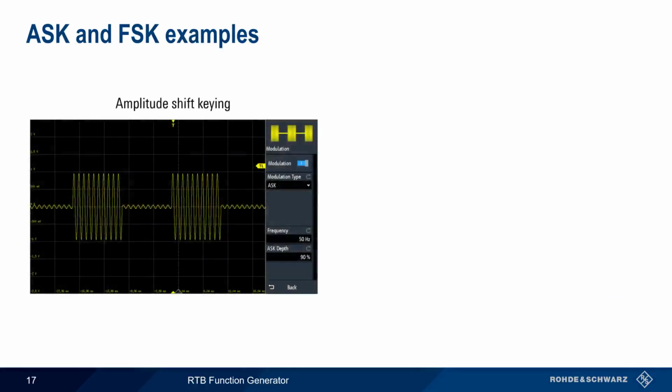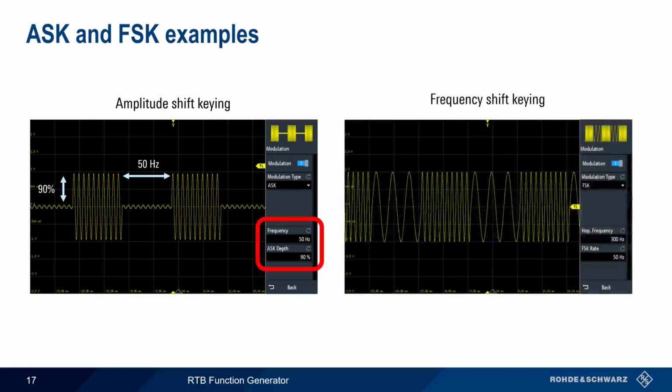In amplitude shift keying, both the frequency and the ASK depth need to be configured. Frequency controls how far apart the high and low states are, and depth controls the difference in amplitude between the high and low states. In frequency shift keying, the hop frequency is the amount of frequency shift between the two frequencies, and FSK rate is how often the shift occurs. Again, please see the separate technical introductions on ASK and FSK if you'd like to learn more about these modulation types and their modulation parameters.